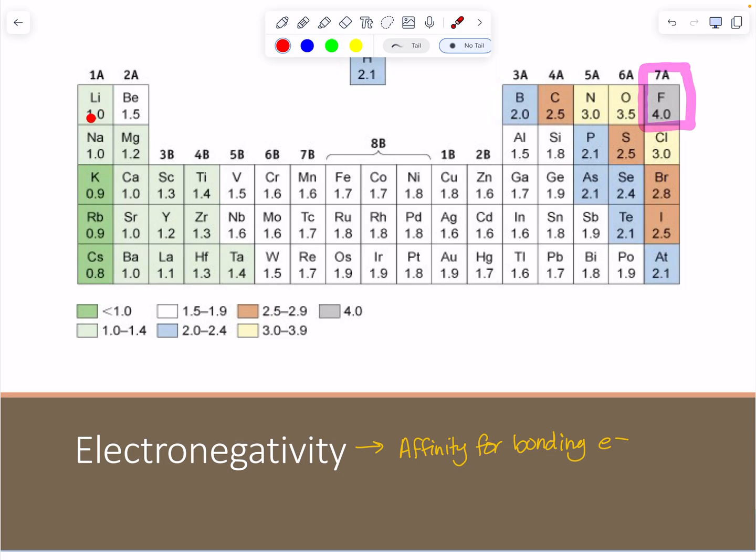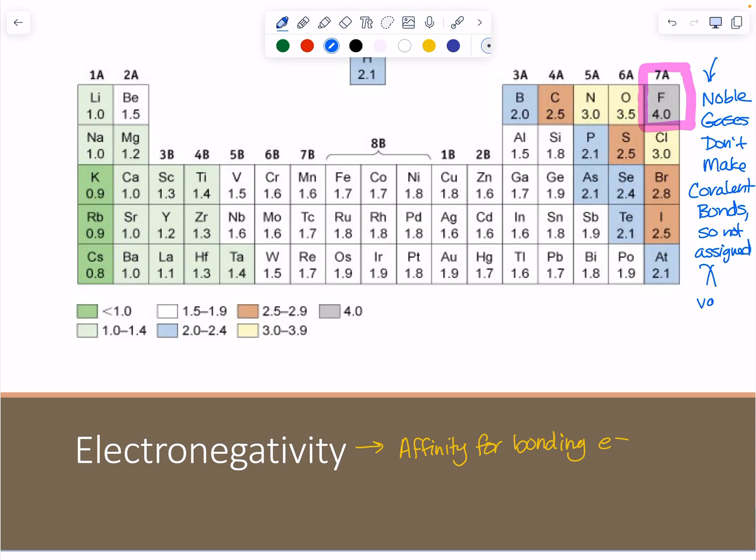So all the way over on the left, we have lithium. All the way over on the right, we have fluorine. Noble gases are missing, okay? And the reason that the noble gases are missing is noble gases are not assigned electronegativity values because they don't participate in covalent bonds, right? They've got that octet satisfied, they're fine. They don't make covalent bonds, so not assigned electronegativity values, okay?